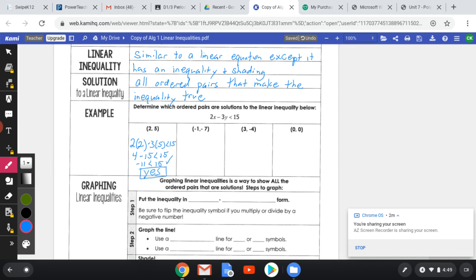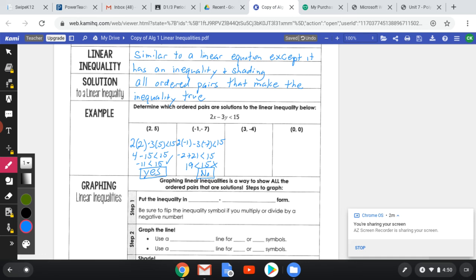Let's look at (-1, -7). Is 2 times negative 1 minus 3 times negative 7 less than 15? Well, 2 times negative 1 is negative 2. Negative 3 times negative 7 is positive 21. Negative 2 plus 21 is 19. Is 19 less than 15? The answer is no, obviously. So that is not a solution. Again, an ordered pair is a solution if it works for the inequality.